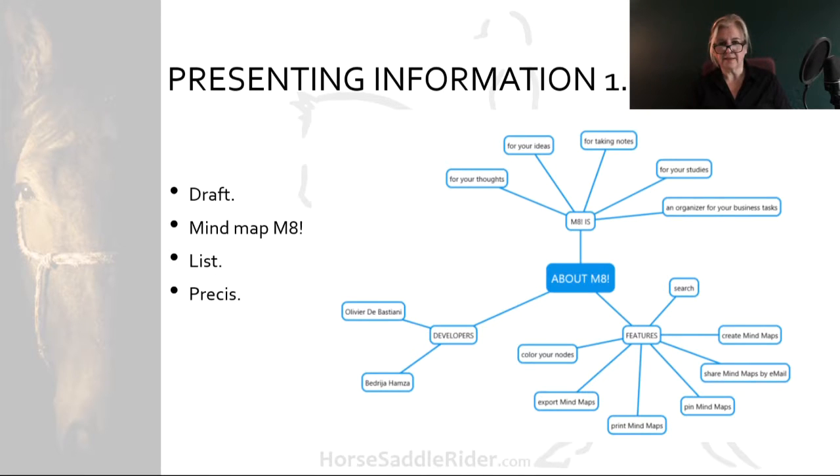Précis, that's a concise summary of text. It can be tricky to produce a précis because you have to take sentences and find single words with which to act as the description.